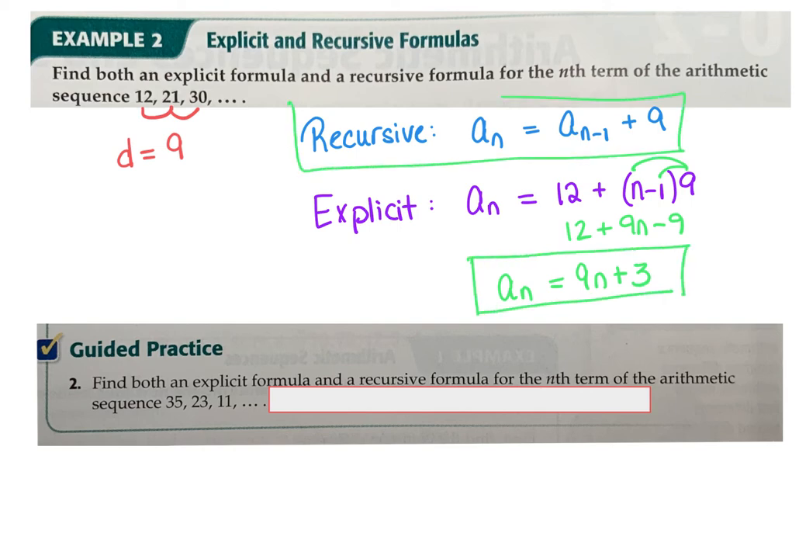This one here would be recursive. And those would be your two answers. Recursive, explicit formula. So go ahead and try guided practice 2.